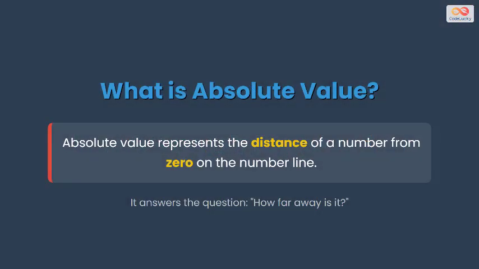So, what exactly is absolute value? Simply put, absolute value represents the distance of a number from 0 on the number line. It does not care about direction, only how far away the number is. It answers the simple question, how far is it from the origin?